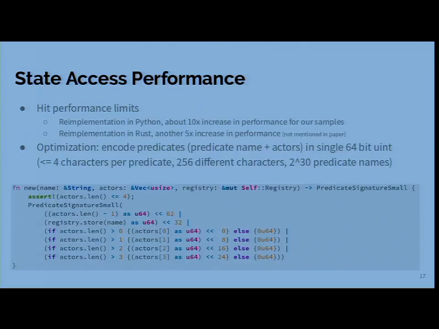So this gives us options of only rules that include 4 characters per predicate, but would allow up to 256 different characters and 2 to the power of 30 predicate names. So well within the limits of what we actually had. We ended up at about 30 rules that we actually refined.